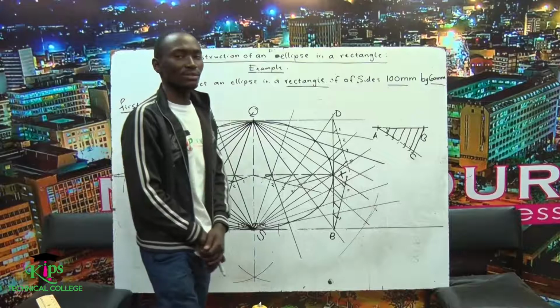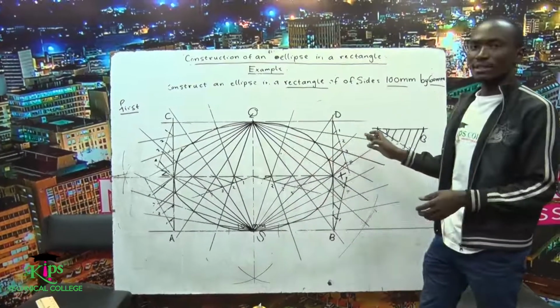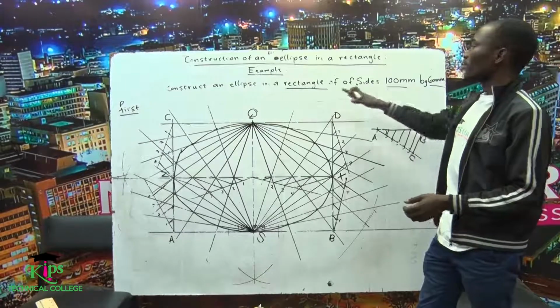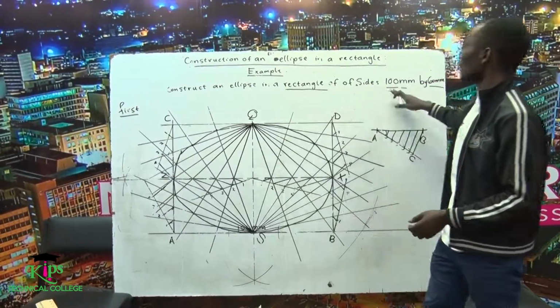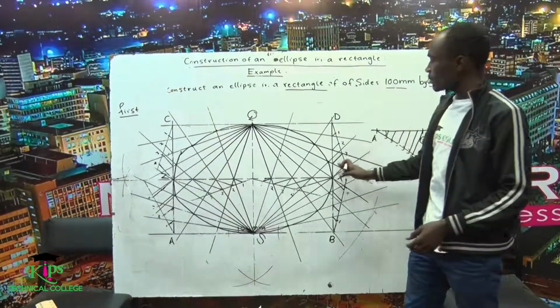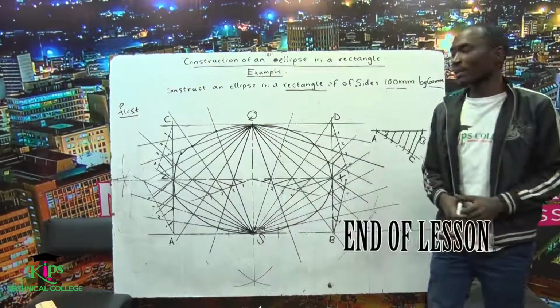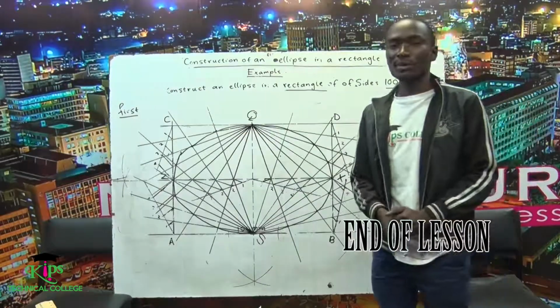So thank you so much, students. Get to follow this procedure. I think you have seen it clearly. Now draw the rectangle of the sides 100 millimeters by 60 millimeters, and you get to draw the ellipse using a very smooth curve. So thank you so much.